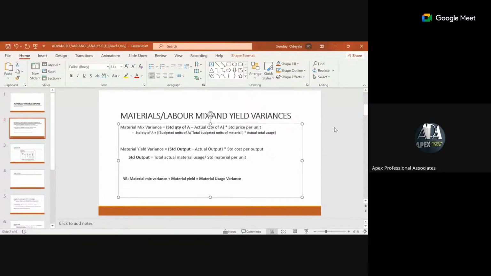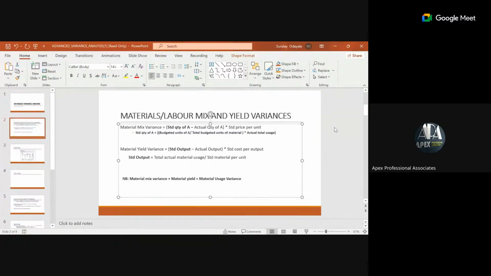Now note that your standard output is based on your total actual material usage. If I'm saying that 10 kg of raw material input is supposed to give me 10 breads, then ideally I'm supposed to get 1 bread for every 1 kg of raw material. That's your standard material per unit. Now let's say I bought 20 kg of input. Normally, I'm expected to get 20 breads, which is 20 kg divided by my standard material per unit, which is 1 kg. So you are supposed to get 20 breads.